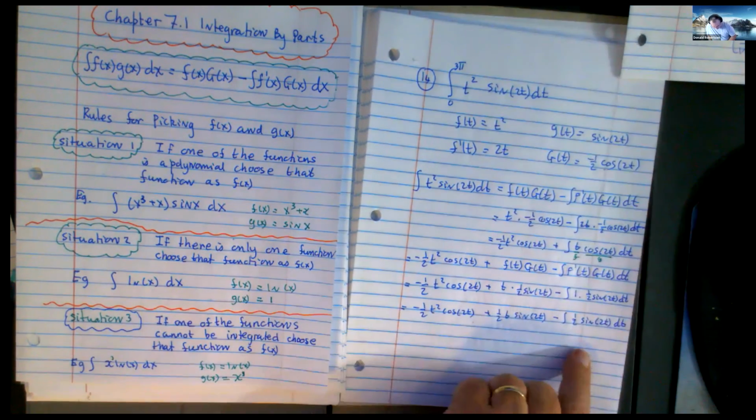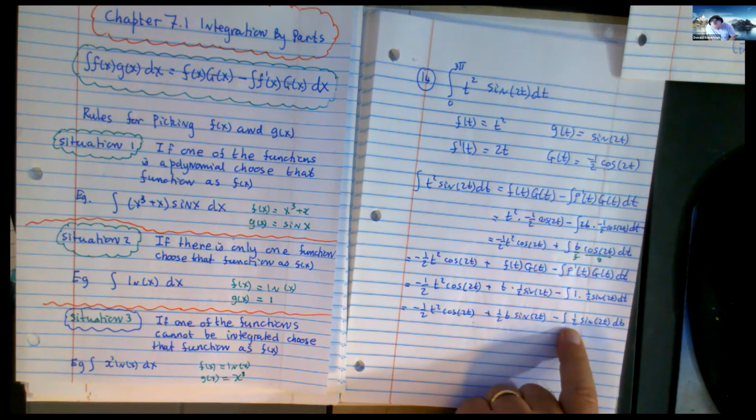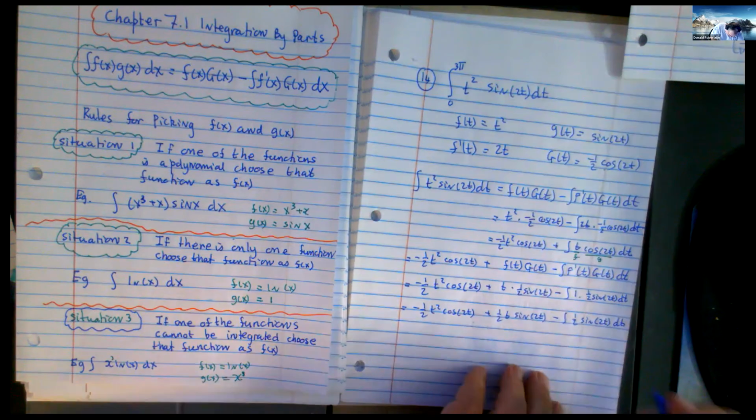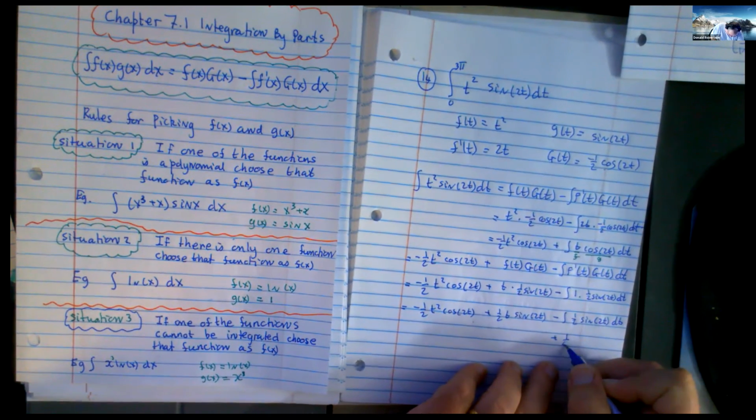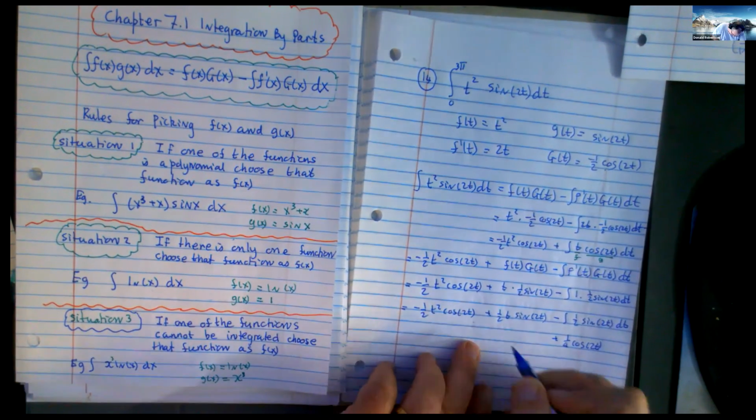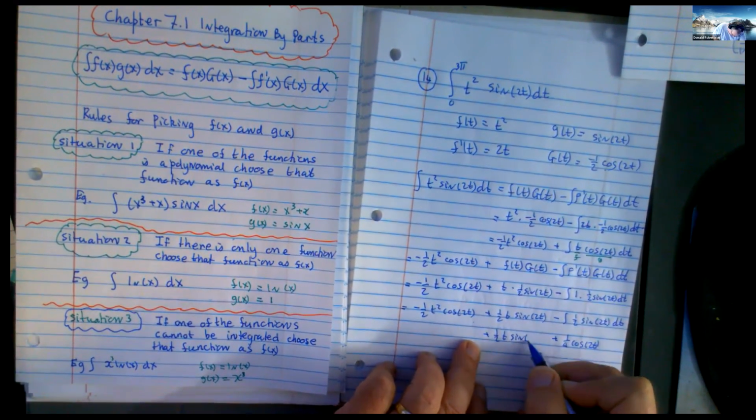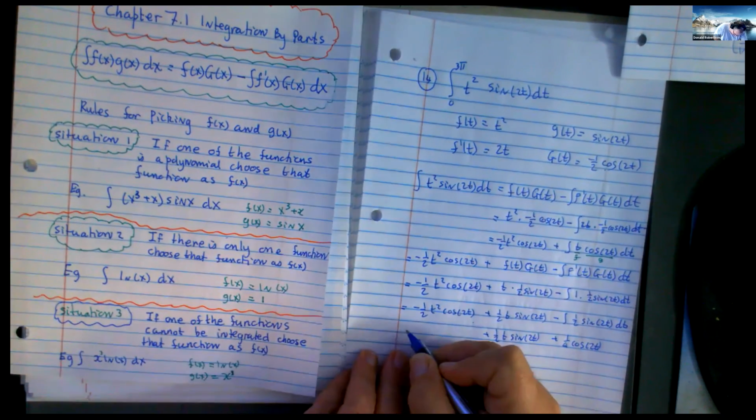And if you integrate a 1/2 sine 2t, you get negative 1/4 cosine 2t, and negative 1/4 with this negative gets us plus 1/4 cosine 2t. This guy is still the same. And finally, this guy is still the same.